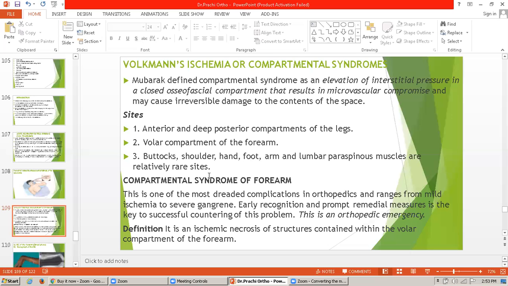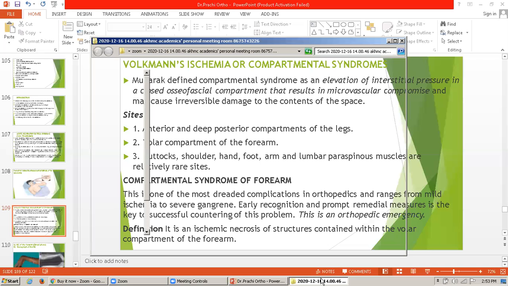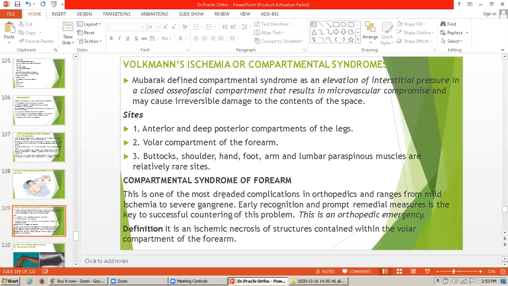So, Volkmann's ischemia or compartmental syndrome is an elevation of interstitial pressure in a closed osseofascial compartment, which results in microvascular compromise and may cause irreversible damage to the content of the space. Besides the anterior and posterior compartments of the leg and the volar compartment of the forearm, the buttock, shoulder, hand, foot, arm, and lumbar paraspinous muscles are relatively rare sites.